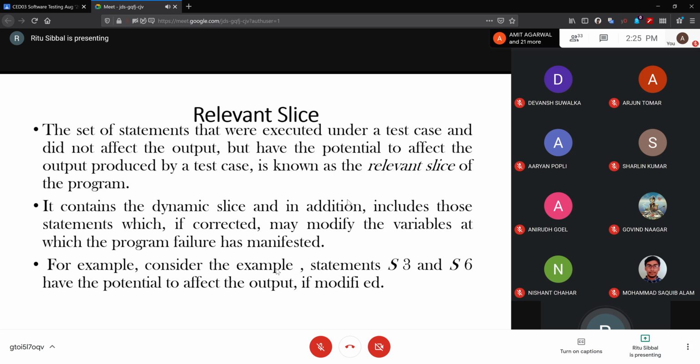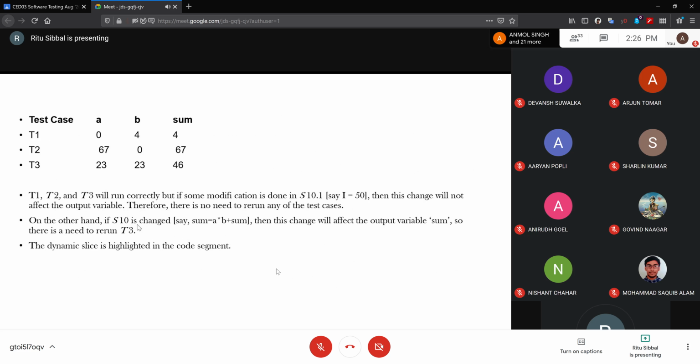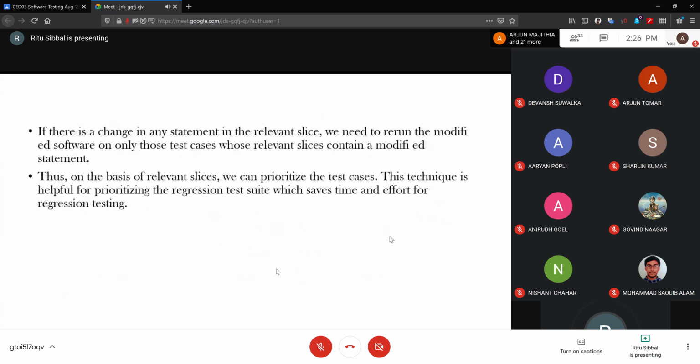So here we will have S3, S6, all those test cases which cover S3 and S6, and T3, the test case whose statement changes the sum. Any test case which covers the statement where the sum has changed, plus the statements S3 and S6 which have the potential to affect the variable sum because they include the variables A and B, will form a part of the relevant slice. So again, on the basis of relevant slices, we can prioritize the test cases.